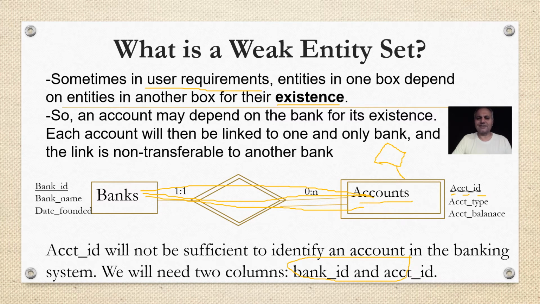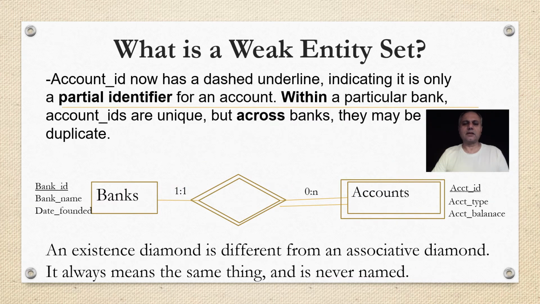So as we said in the earlier slide, you have a double diamond. It doesn't have a name because it always means the same thing. It just means an existence dependency. It's different from an associative diamond, which each one is different and you want to describe the nature of the association. In this case, the nature of the association is existence. We know that. So we don't need to name this.